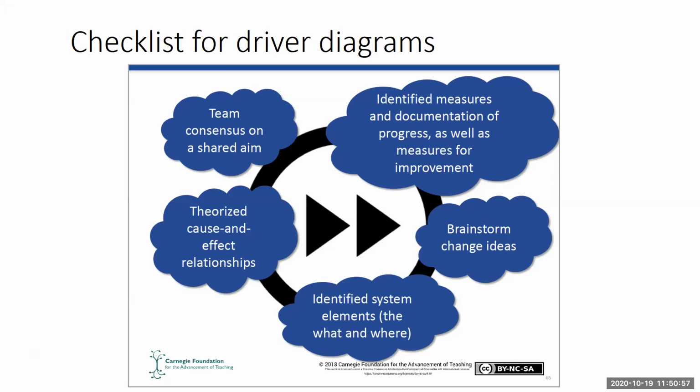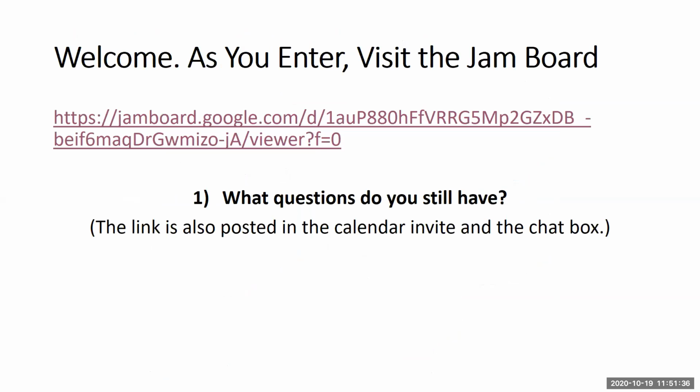And when you're looking at that driver diagram, you want to stop and make sure that there is consensus on this shared aim, that everybody on the team feels like that's what you should be focusing on, that you've identified ways to measure and document both progress as well as improvement, that you have taken the time and space to brainstorm those change ideas, that you've theorized the cause and effect relationships. So that's through that fishbone diagram. And then you've identified system elements or drivers, with the what being the primary driver and the where being the secondary driver, that are the pieces of the system that are related to your problem.